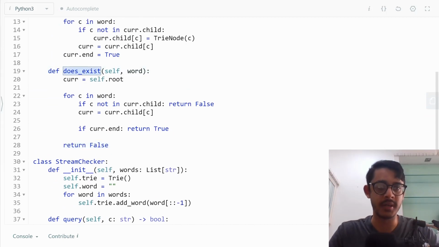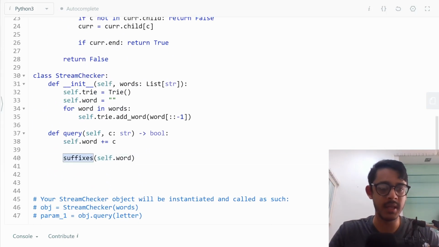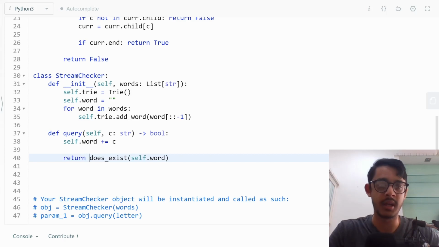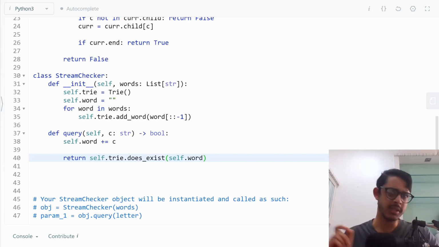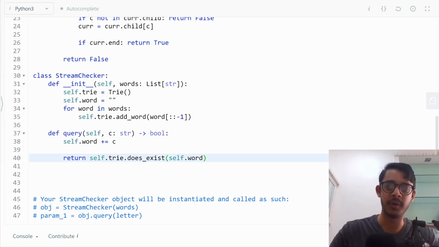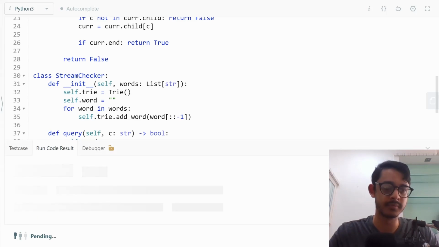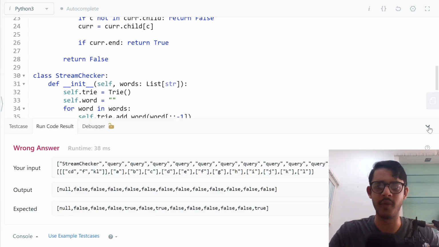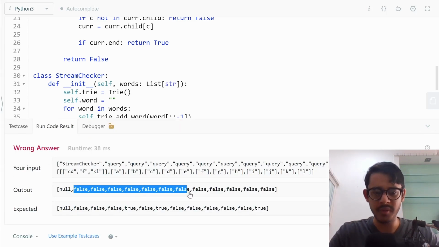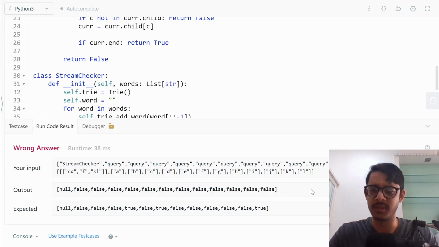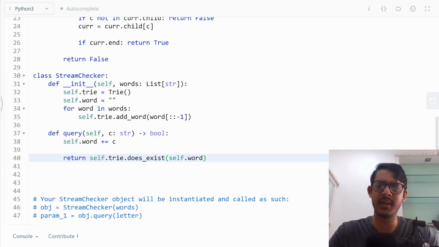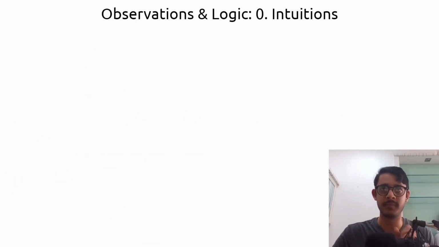All right, so now I have the doesExist function and I can simply write it like this. And I can return self.trie.doesExist of self.word. There's a small catch over here, by the way. I'm going to run the code and show you it's wrong. Right, it's wrong. Why is that wrong? All of them show false, false, false, false, false. The logic we discussed said that it would work. What's happening? Let me show you one more thing.